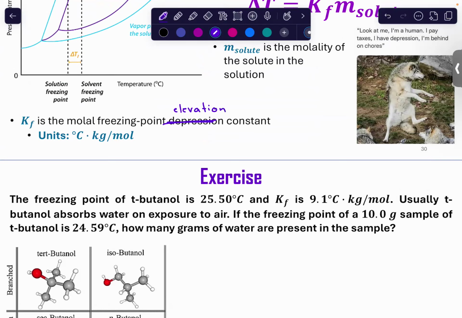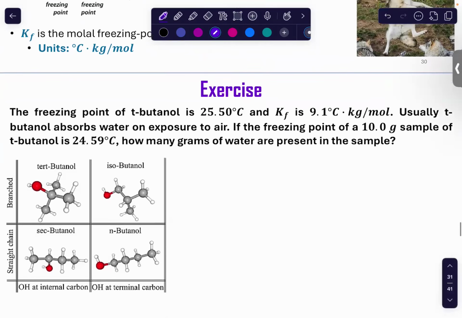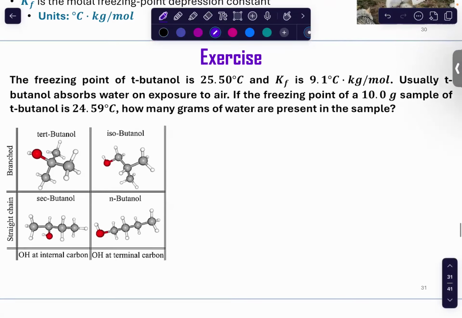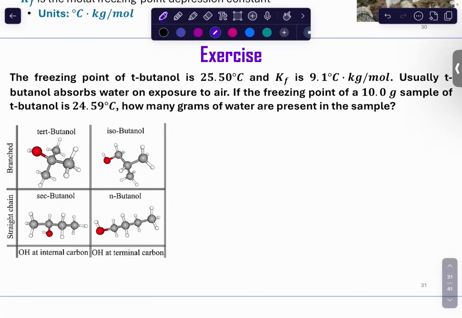must have been one of those days. Elevation constant. No, it is depression. Boiling point was elevation. Never mind. Okay. Freezing point depression constant is 9.1 degrees C kilograms per mole.